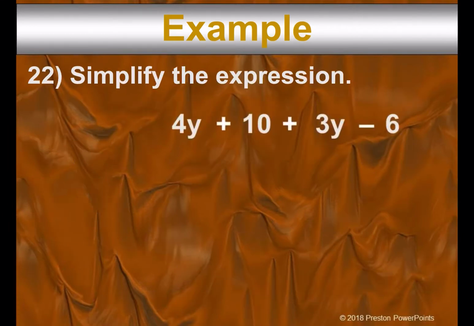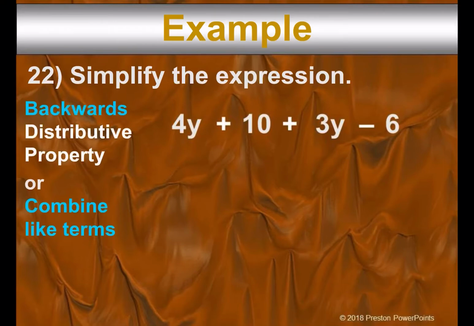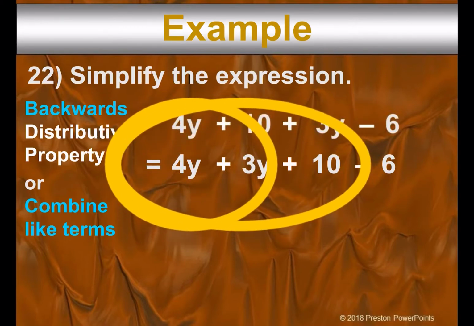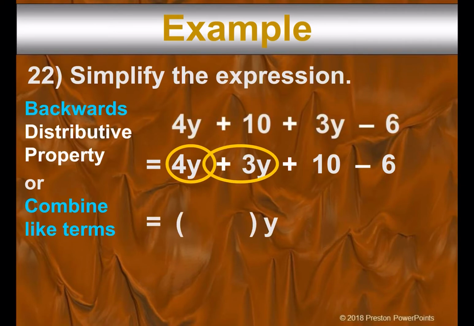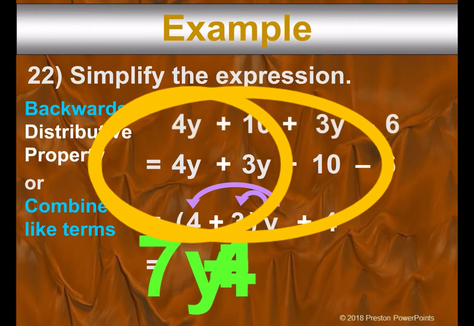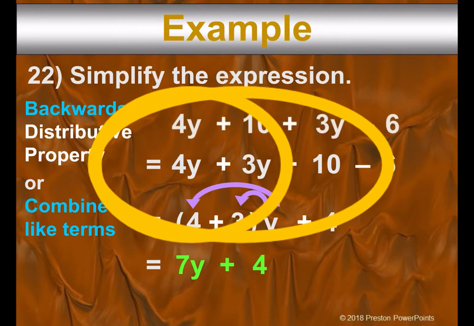So let's look at this one. Simplify the expression. 4y plus 10 plus 3y subtract 6. So if I combine like terms, I can combine those y's. So backwards distributive property or combine like terms. So first of all, let's combine the like terms. So I have 4y plus 3y, which is 7y. So I'm going to take the 4 plus the 3 and the y on the outside. That's why I would backwards distribute it. Sorry that the lines are in the way. So then that would be 7y plus 4.